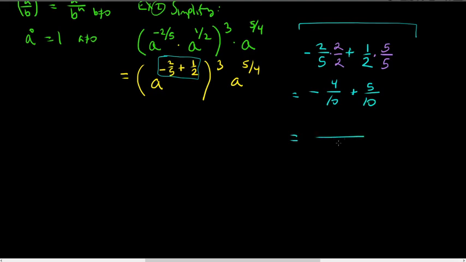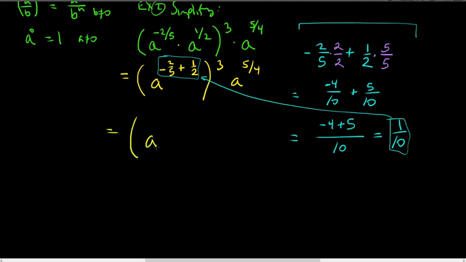Now that I have the same denominator, I just add the numerators. That's a negative 4, but now I have to erase this thing here. Yep, you can do that. And then plus 5. So negative 4 plus 5 is 5 minus 4, which is just 1. So this is just 1 over 10. Okay. So all of this is just this exponent here. So this is a to the power 1 over 10, to the power 3, times a to the 5 over 4.